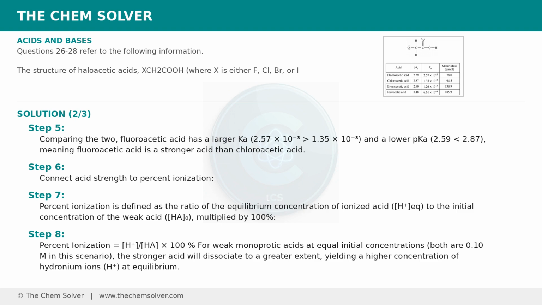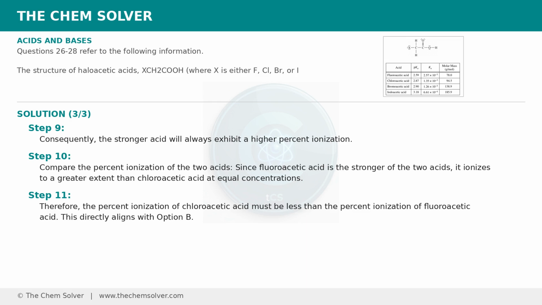The stronger acid will dissociate to a greater extent, yielding a higher concentration of hydronium ions, H+, at equilibrium. Consequently, the stronger acid will always exhibit a higher percent ionization.